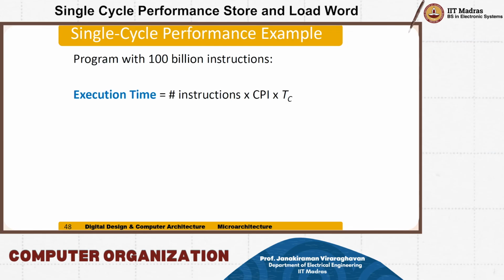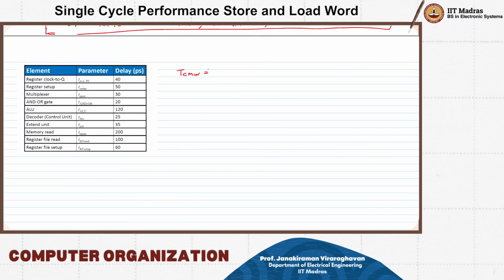So coming to a single cycle performance example, let's assume that a program spits out 100 billion instructions in the RISC V processor. The execution time, to refresh your memory, is number of instructions into cycles per instruction into the clock period. So in order to calculate the execution time, we first need to calculate the clock period. So what is the TC min ultimately? It is basically the max of the clock period of all types of instructions that we discussed, dominated by the load word, and therefore let's go ahead and calculate this.